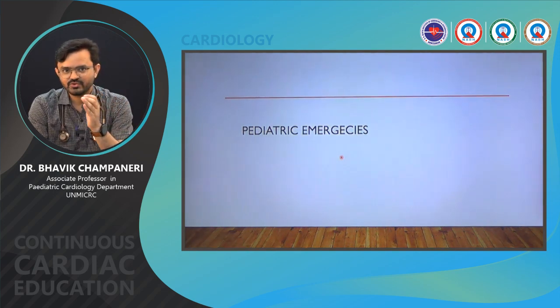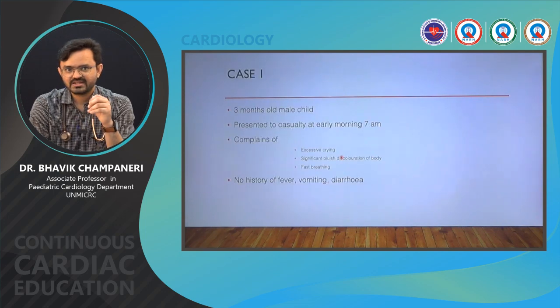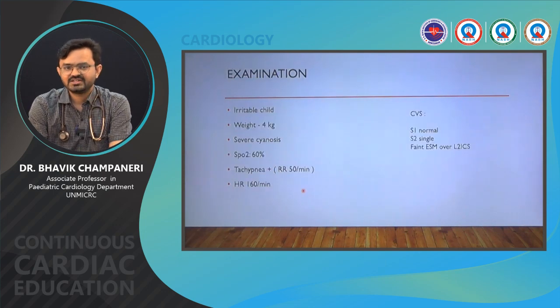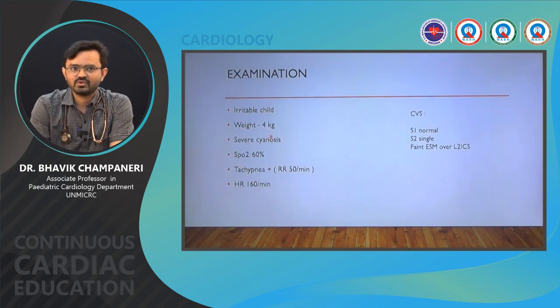I will go through a few pediatric emergencies. This is a 3-month-old male child who presented to casualty at 7 a.m. with complaint of excessive crying, significant bluish discoloration, fast breathing. There is no history of fever, vomiting or diarrhea. The child is very irritable, weighing 4 kg, with severe cyanosis, SpO2 is 60%, S2 is single and very faint, and an ejection systolic murmur is heard on the left second intercostal space.